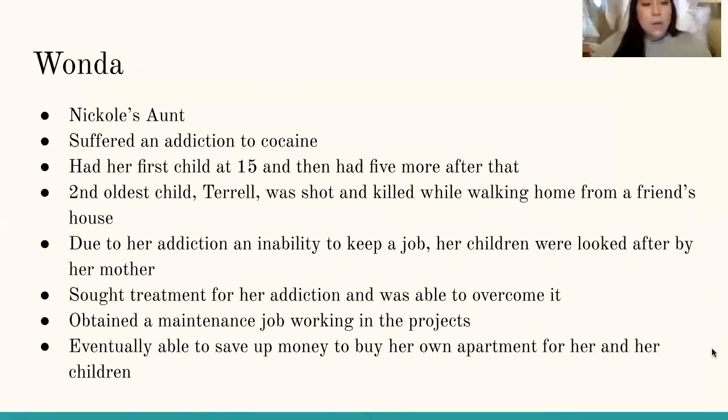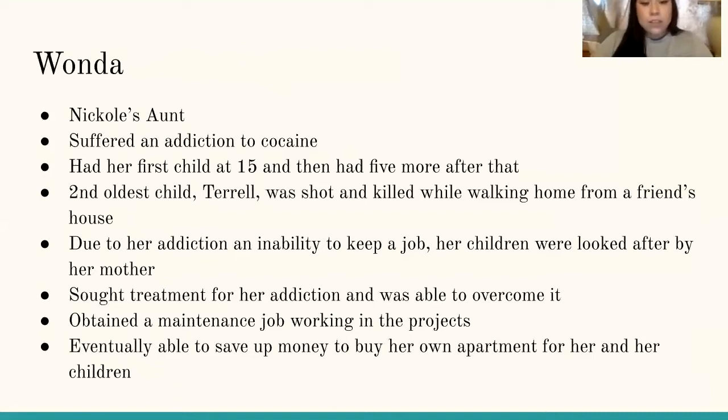Okay, and now on to Wanda. So Wanda was Nicole's aunt. She suffered from an addiction to cocaine. She had her first child when she was 15 and then had 5 more after that. Terrell was actually Wanda's second oldest child, and he was shot and killed while walking home from a friend's house.